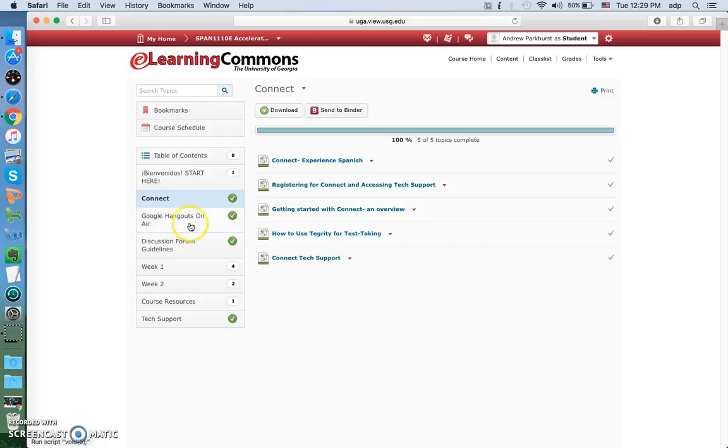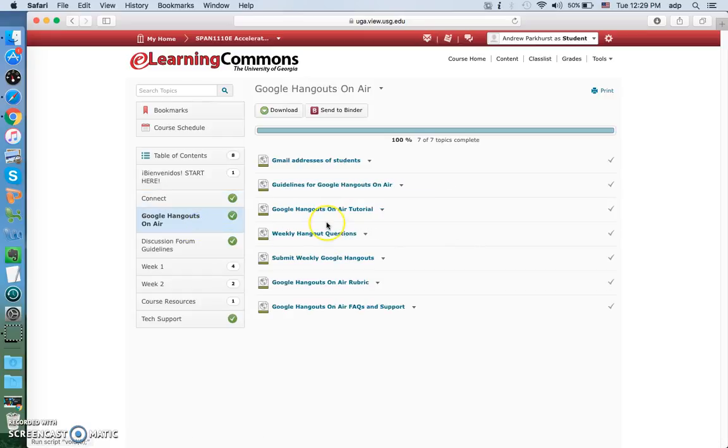Just be aware of that. The next 2 things to look at, one of the participation components, is this Google Hangouts on Air. You need to go in here and put your Gmail address so that people know how to contact you.